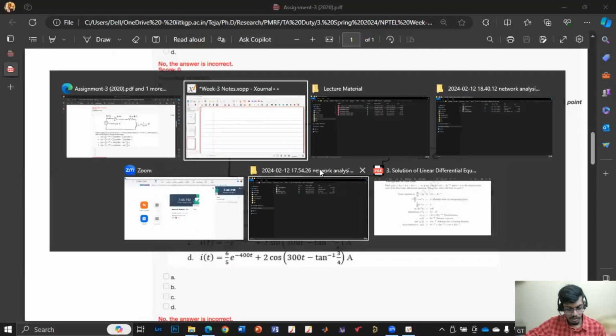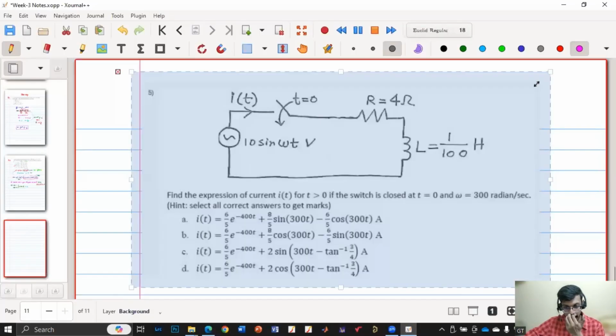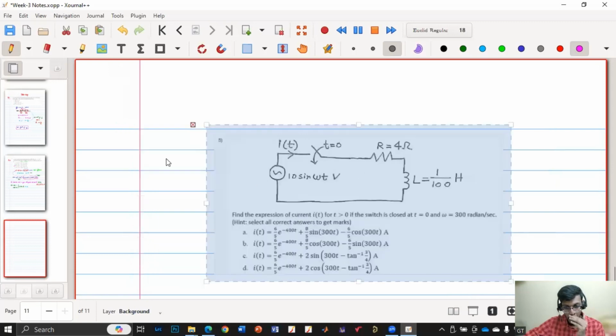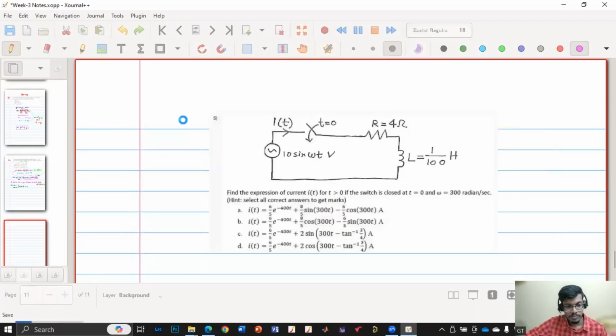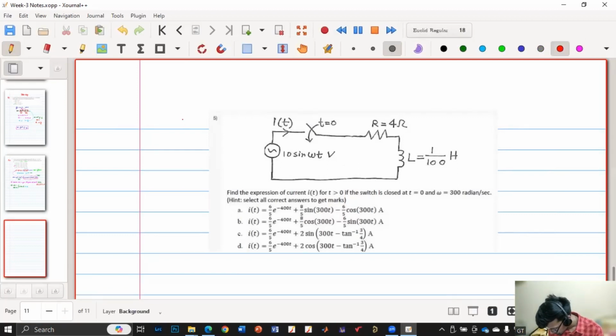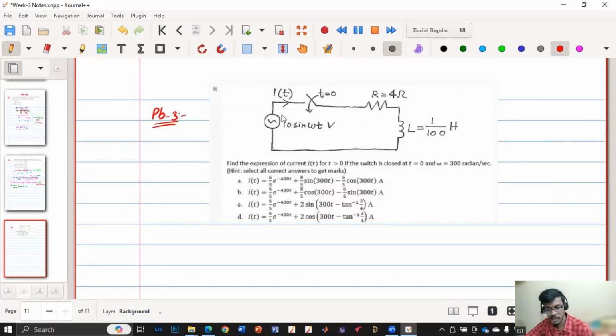So let me consider this problem 3. Any idea how to start with this problem? Anyone? First of all, tell me the expression. Here there is no differential equation. We need to frame the differential equation and then we need to solve it. What is the differential equation?